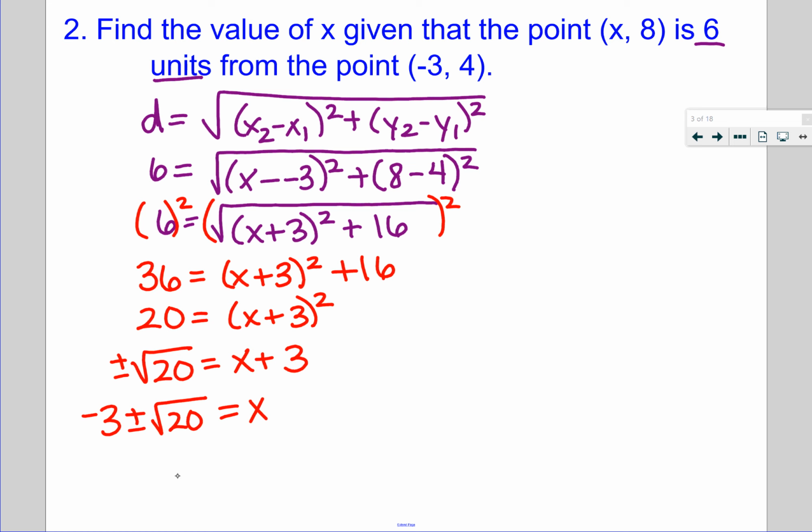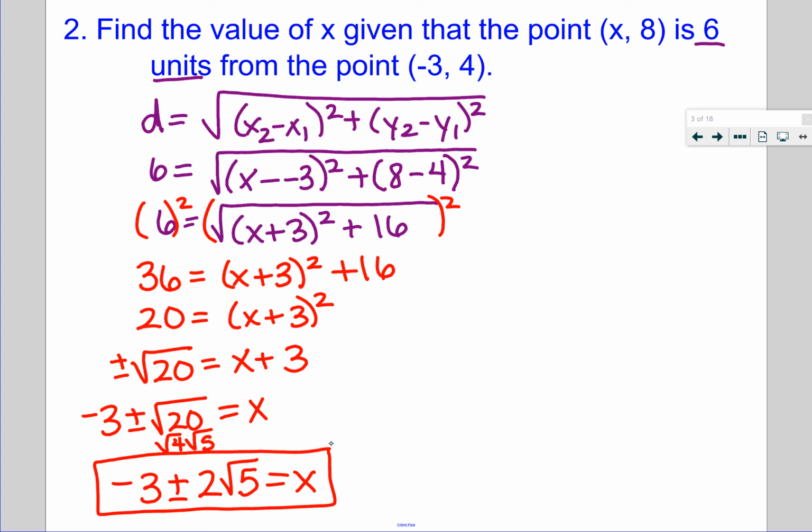can reduce that radical. Square root 20 breaks down into 4 and 5. So I can simplify this to -3 plus and minus 2 rad 5 are the values of x. That would give me points 6 units from the point -3, 4.